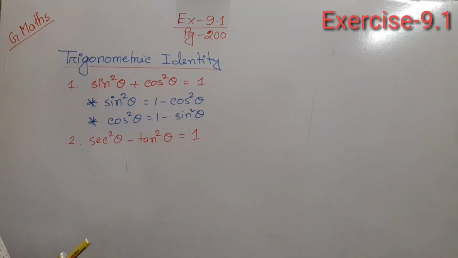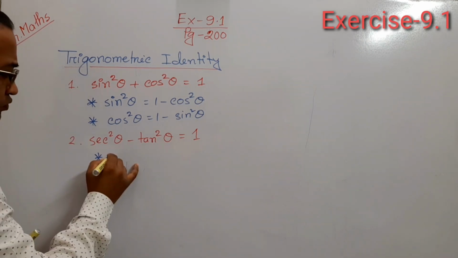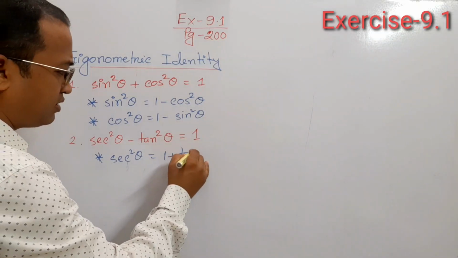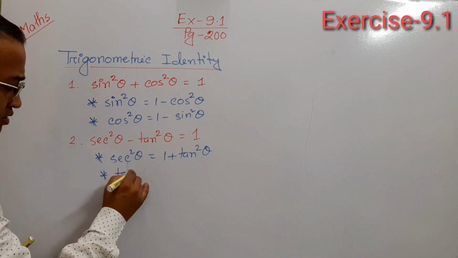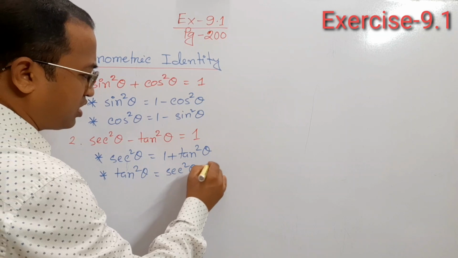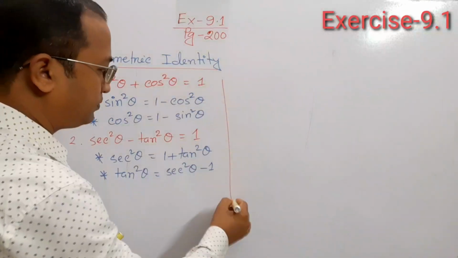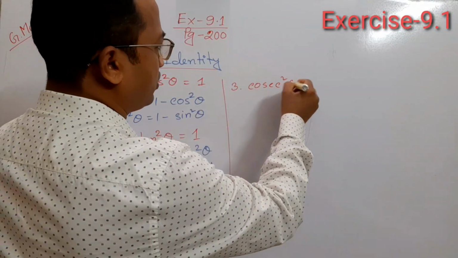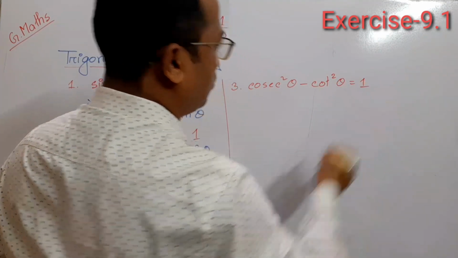Now number two, we know sec square theta minus tan square theta equal to 1. Here also we get two more identities, that is sec square theta equal to 1 plus tan square theta, and tan square theta equal to sec square theta minus 1. Now the third one is cosec square theta minus cot square theta equal to 1.